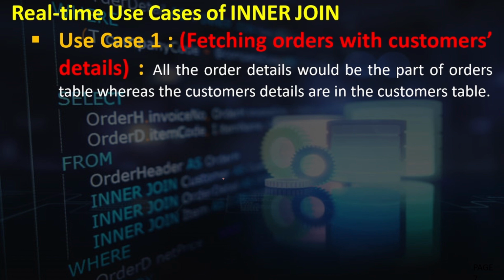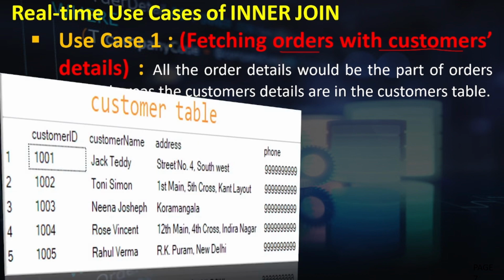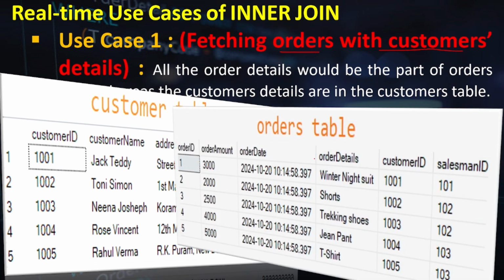Alright, so there are a couple of examples of use cases of inner join. The first use case is we have orders table and we have customers table. So you see this is a customer table. The customer table has got customer ID, customer name, address, and phone number and stuff like those. And we have order table which has got order ID, order amount, order date, order details, customer ID, and salesman ID. So what happens? I want to print the details from both of these, extracting from both of the tables. What I want is who is the customer, bought what, and of what amount.